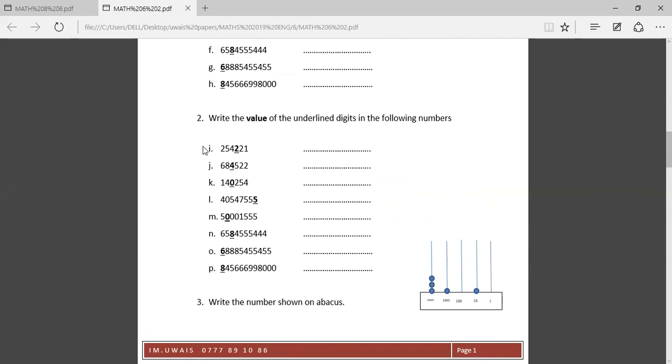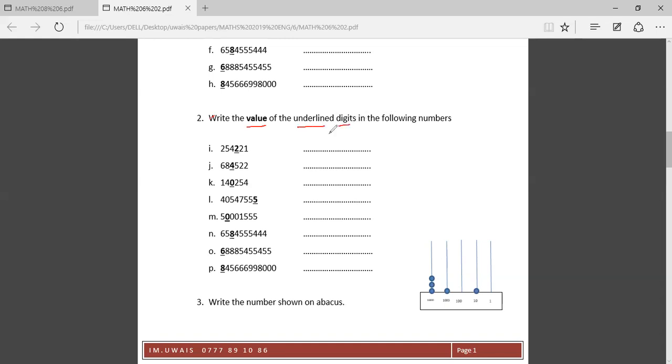Aina, you read the second question. Ammar, can you read the second question? Yes, sir. Write the value of the underlined digits in the following numbers.